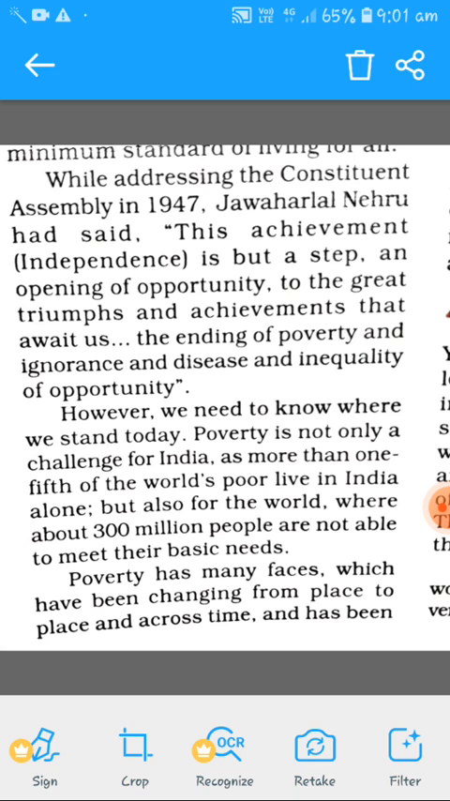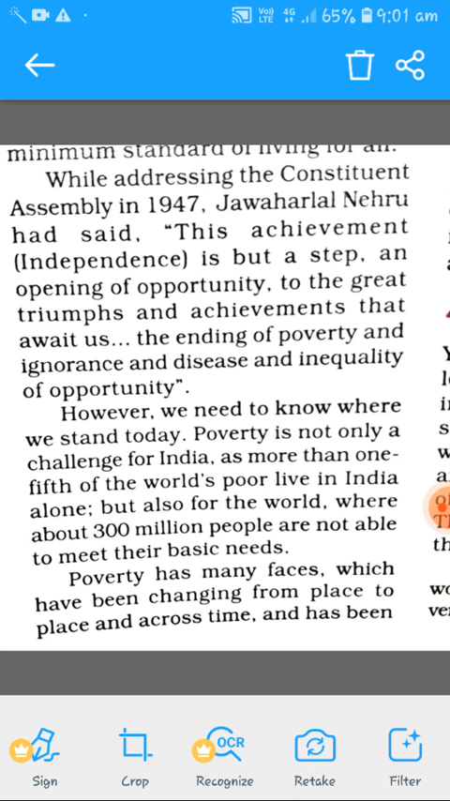So what Jawaharlal Nehru tries to say is that we have to end the poverty, we have to end some diseases, and inequality of opportunity needs to be removed, ठीक है ना. So this kind of thing needs to be removed from society. So this is what Jawaharlal Nehru's objective was, ठीक है ना.